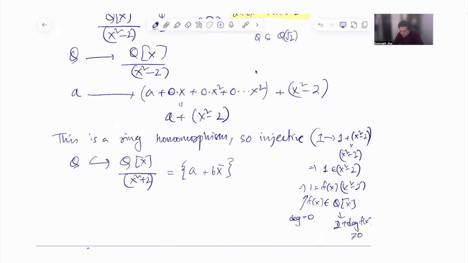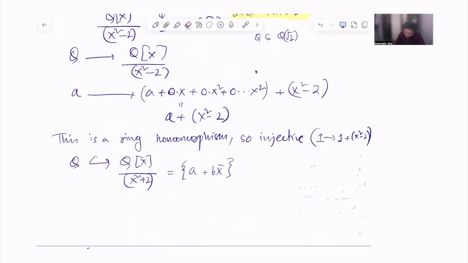So 1 is not in this ideal, and so 1 plus I is non-zero. So you gave a map which is a non-zero ring homomorphism from a field. You have a field Q, and from here you gave a ring homomorphism which is non-zero. As we discussed in the last class, a non-zero ring homomorphism from a field is injective, right? So that means Q is contained inside this field Q[x] by x squared minus 2 as well.